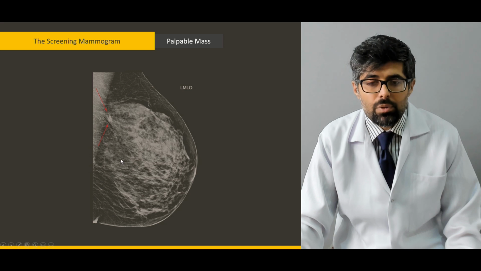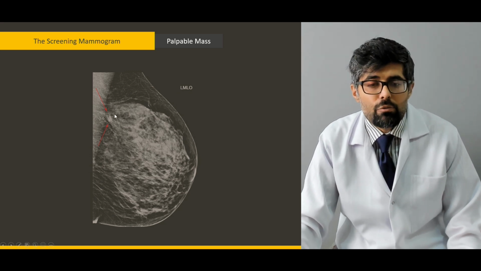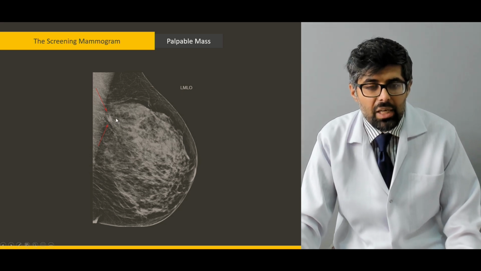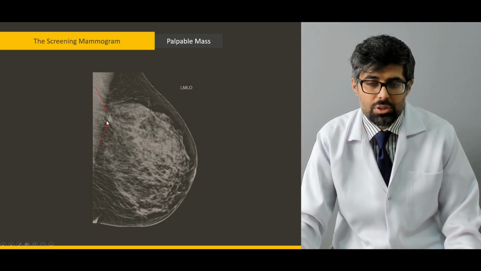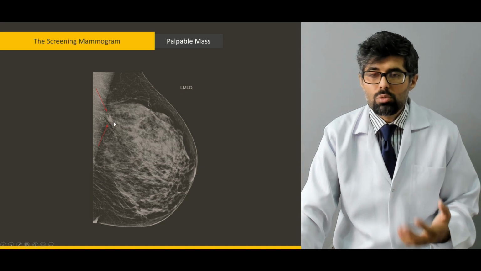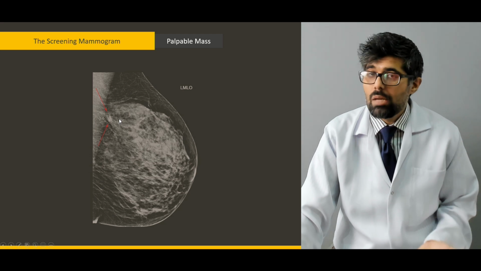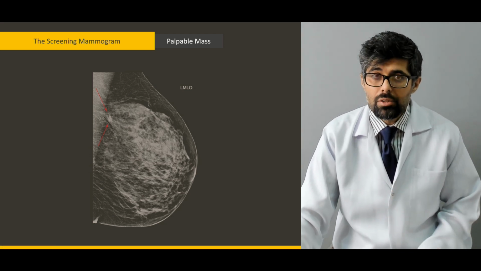One such example of this left mediolateral oblique view is this. This is a palpable mass just over the pectoralis major muscle on the posterior of the breast tissue. Now this mass can be both malignant, can be benign, so a biopsy is required.